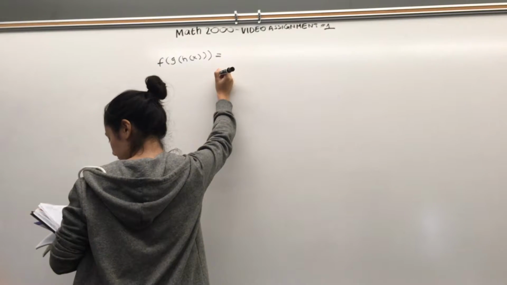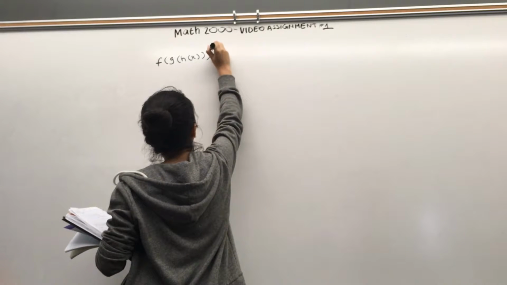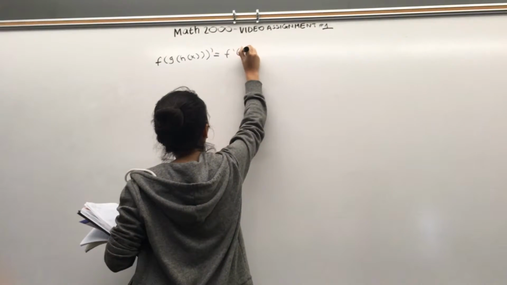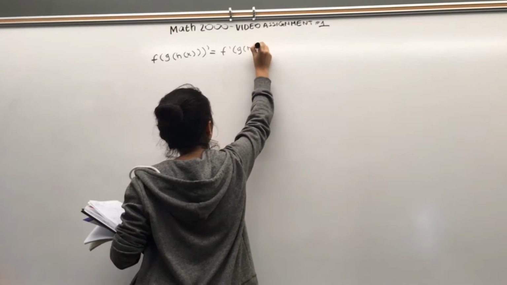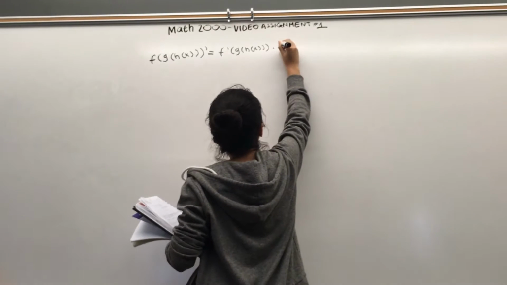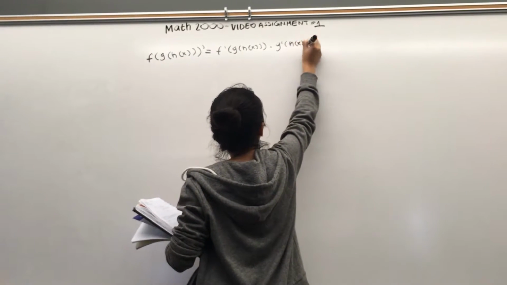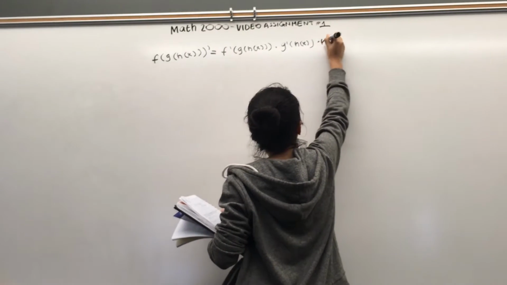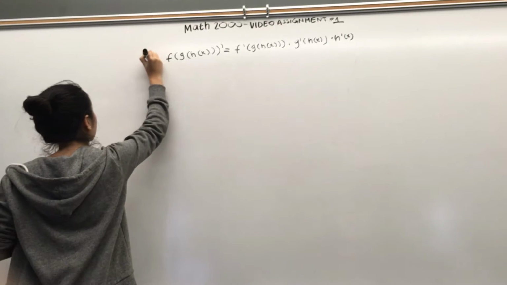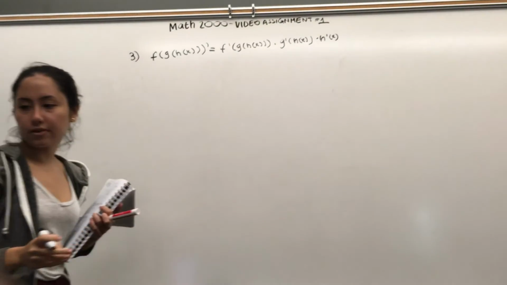And if we derive this, we would get f prime of g of h of x times g prime of h of x times the derivative of h of x, which is what they're asking us to define.